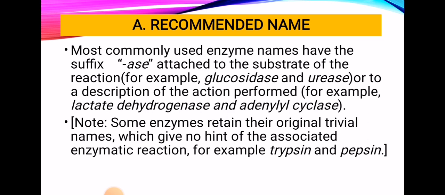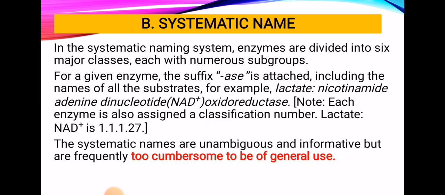Some enzymes retain their original trivial names, which give no hint of the associated enzymatic reaction, because these were very popular before nomenclature was established. Those names were kept like that, like trypsin and pepsin. In a systematic naming system, enzymes are divided into 6 major classes, each with numerous subgroups. For a given enzyme, the suffix ase is attached, including the names of all the substrates. For example, lactate nicotinamide adenine dinucleotide oxidoreductase.